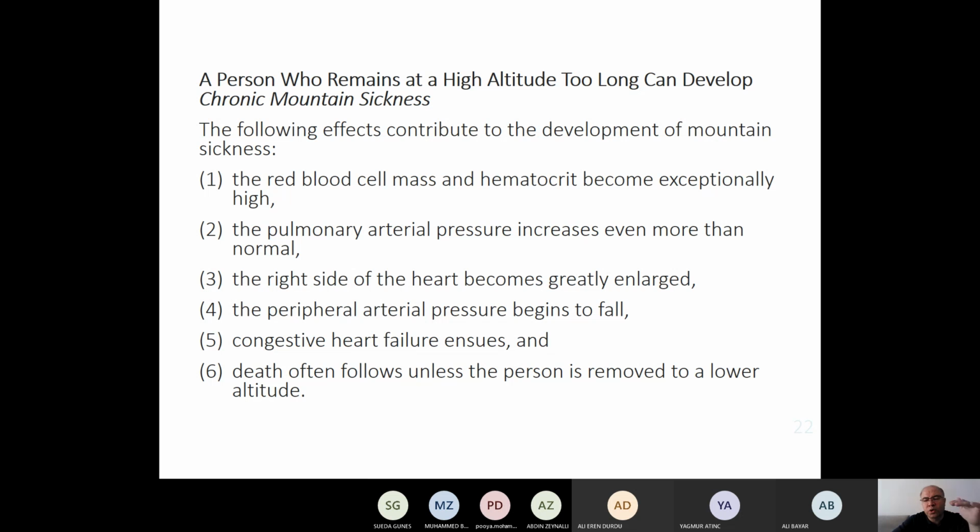So the person should climb gradually, slowly. And if he or she develops signs of mountain sickness, he or she should be taken to lower altitudes immediately. Otherwise, brain edema and pulmonary edema can cause the death of the person.